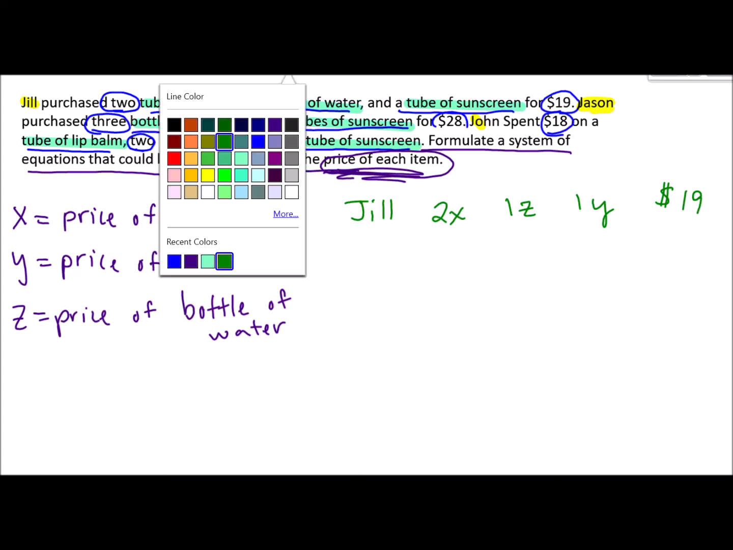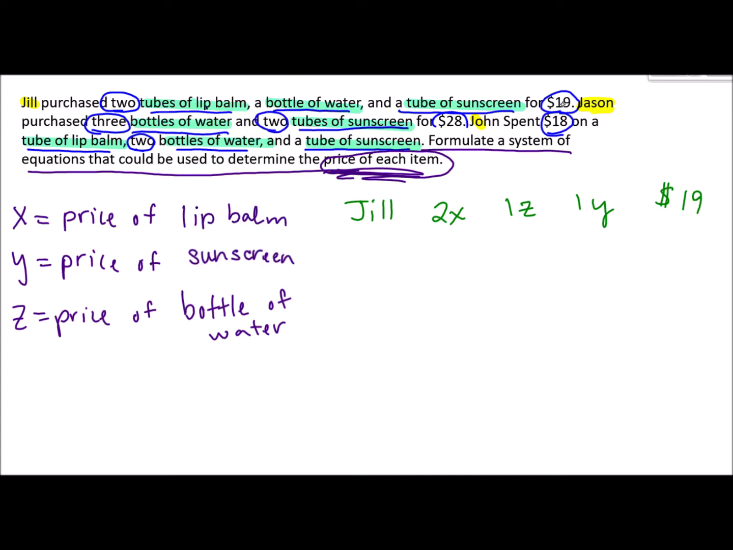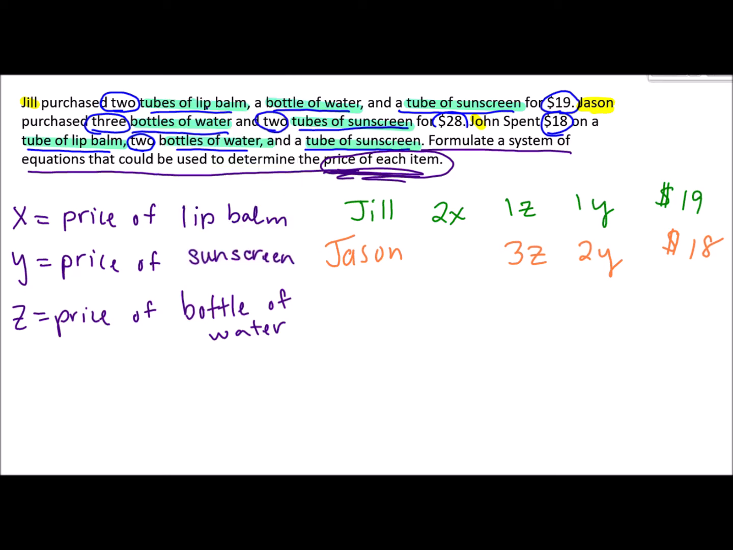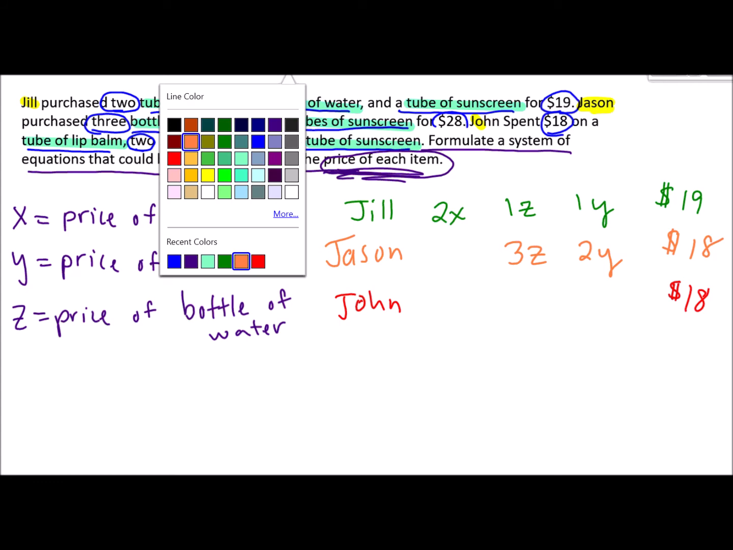All right, let's talk about Jason. He bought 3 bottles of water, so 3 Z's, and 2 tubes of sunscreen, so 2 Y's, and altogether he spent 28. Whoops, forgot to write his name. Oh look, they're all J names. Okay, and then John, he spent $18. That was this guy. Oh wait, he was 28. This guy's 18.